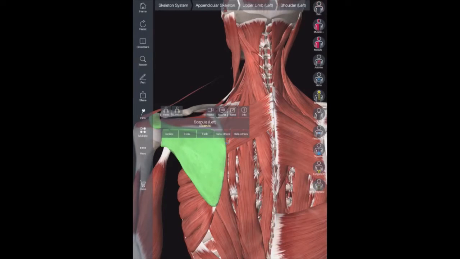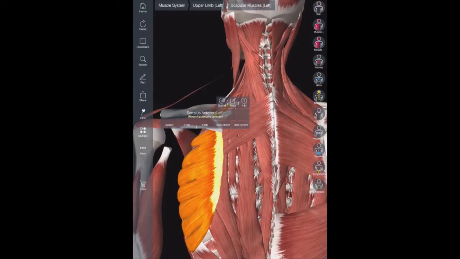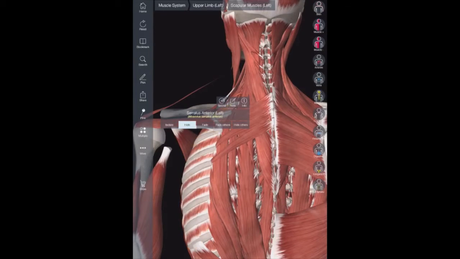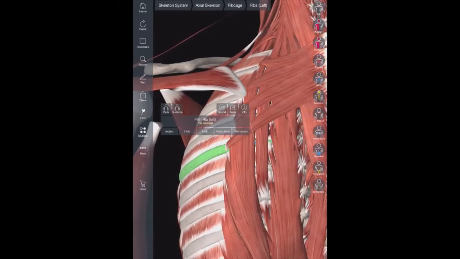Let's remove the scapula. And let's remove the serratus anterior. And now we can see that the serratus posterior superior does actually connect to the ribs. So these muscles are going to elevate the ribs during respiration.